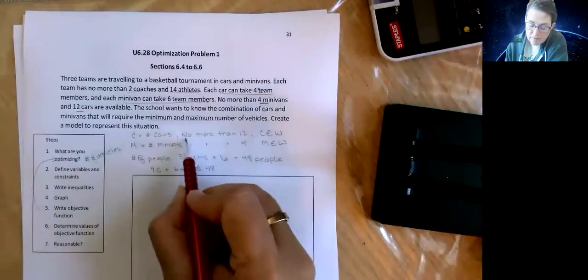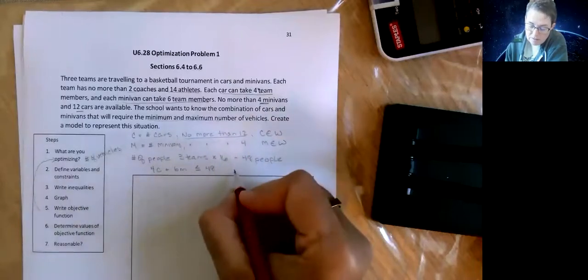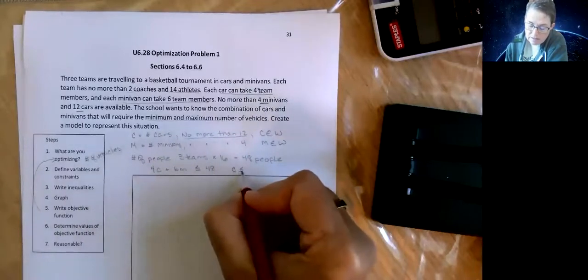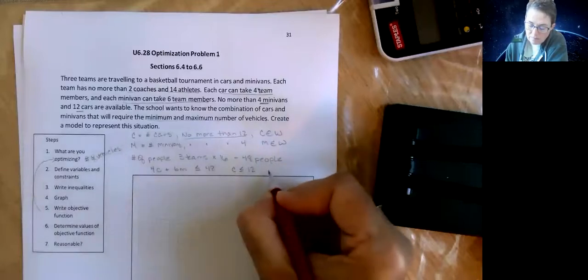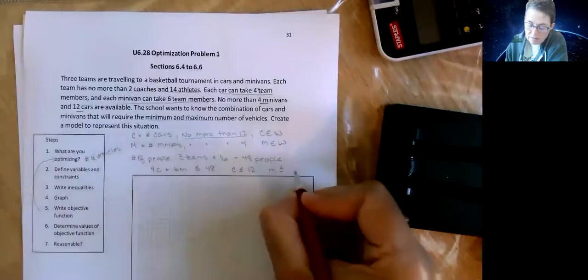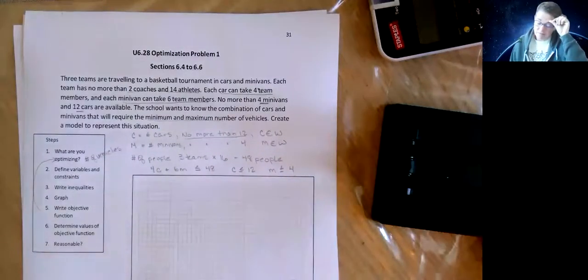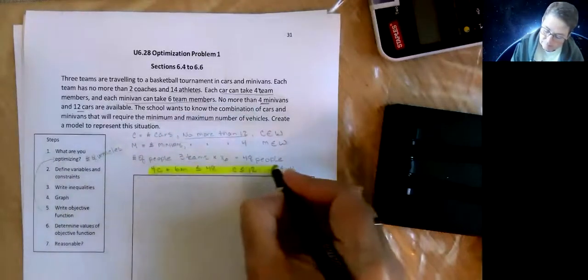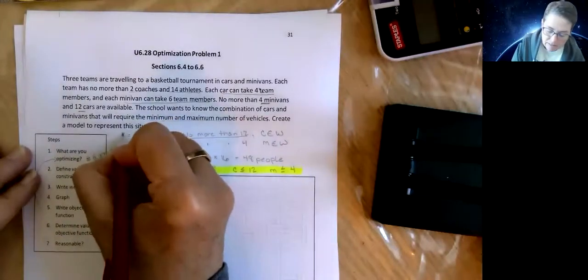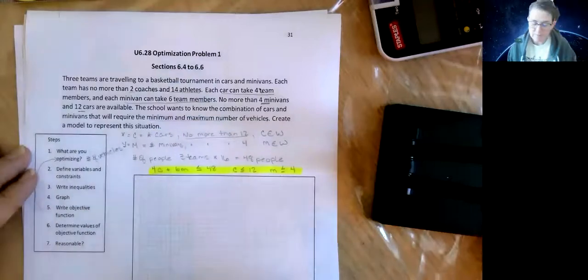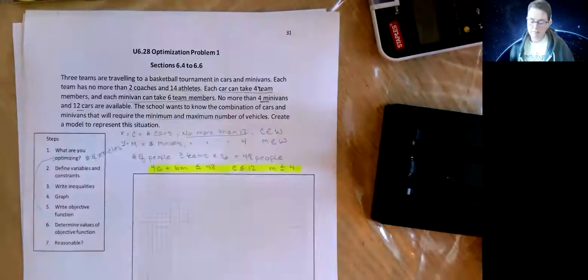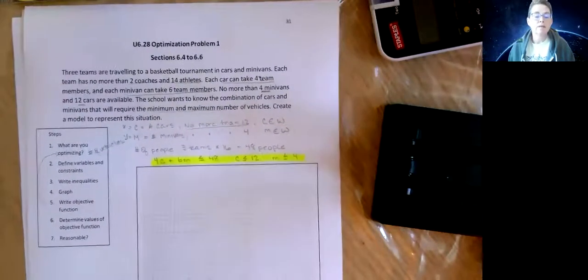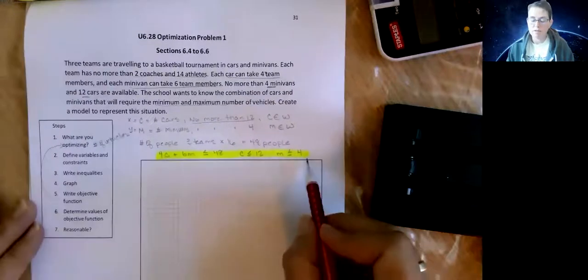But this part gives us something. So cars is less than or equal to 12. And minivan is less than or equal to 4. So there we have our 3 constraints. And you know what? I'm going to make C the same as X, and M the same as Y. We got our variables, we got constraints. We need to write our inequalities, which we just did.